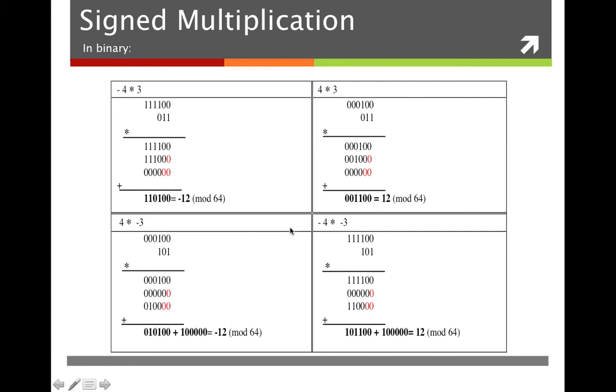And in the other 2 cases, corrections are required, and the corrections amount to what we computed, which in this case happens to be 32 in both these examples. So this just illustrates how sign multiplication is handled.